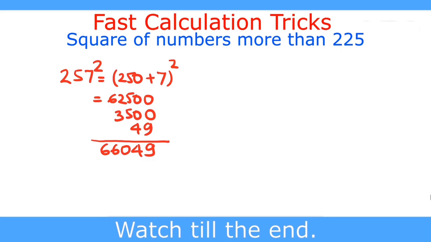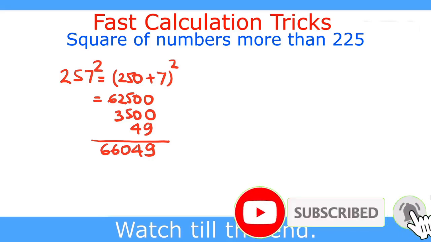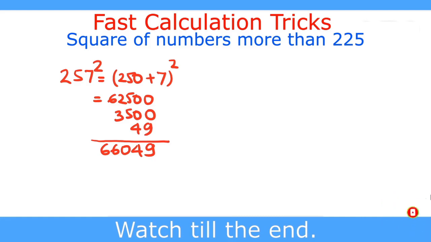Here we have taken the base 250 and we have written 257 as 250 plus 7. If the number is, say, 239, then we will write 239 as 250 minus 11, and we will find the square of 239 by writing 239 as 250 minus 11 whole square.